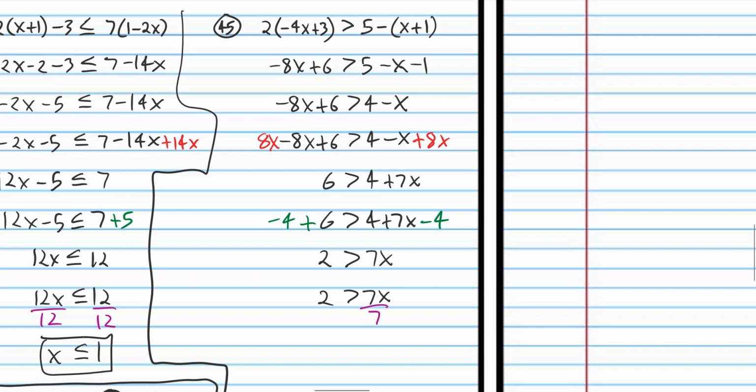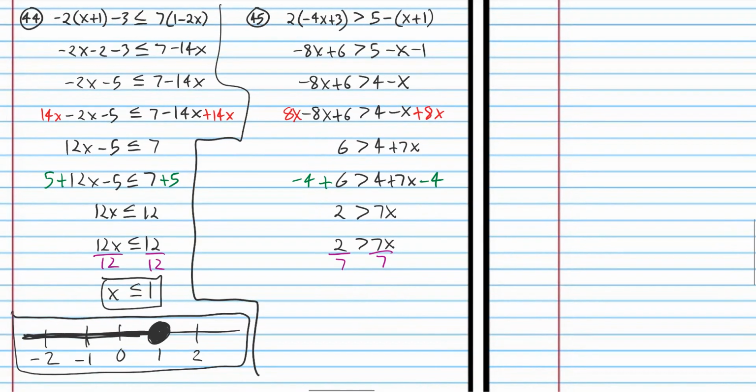And looks like we got lucky again. We don't have to flip the inequality sign. But remember, when you divide or multiply by a negative, you have to flip that inequality sign immediately. So if you got 2/7 is greater than x, good job. Let's graph it. So I'm going to graph in sevenths.